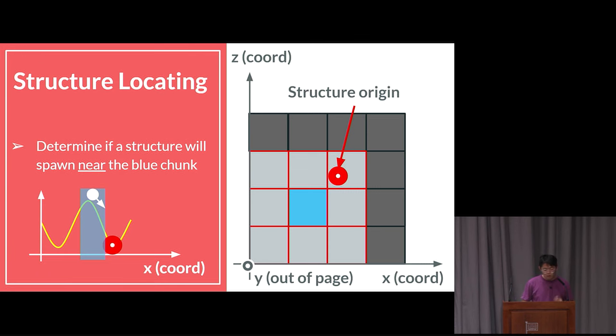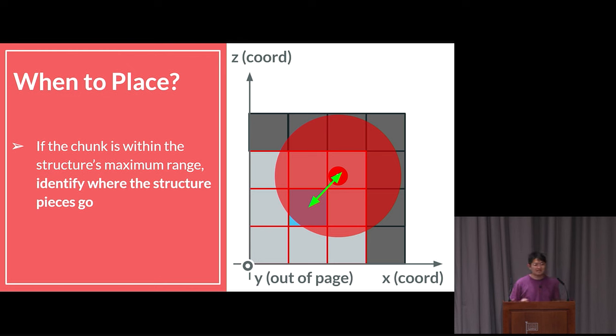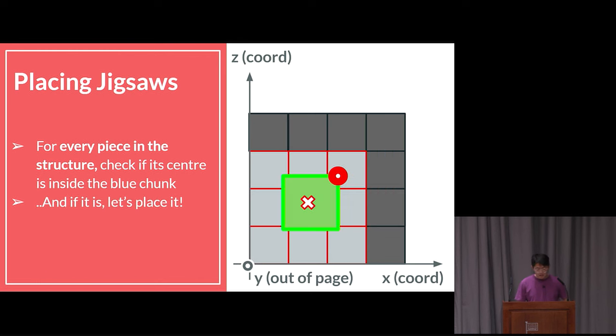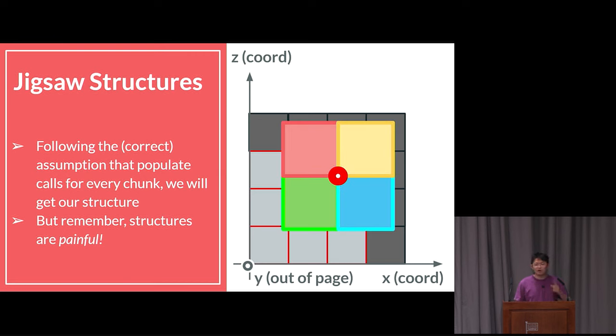Once we know where the closest structure is relative to the blue chunk, we are able to identify where the structure pieces go. For every piece in the structure, we will check if its center is within the populating chunk. And if it is, we'll just place it. For every nearby chunk, we're going to repeat this procedure. So if we were to actually generate every single chunk in order, we will eventually piece our structure together again.